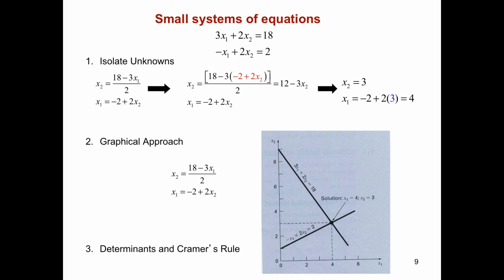I have a slightly different system here, but the idea is the same. If I plug in two values of x1, I can get x2 and I can plot a line, and I can plot another line, right? So your two lines should intersect at the solution. This is just a slightly different system.